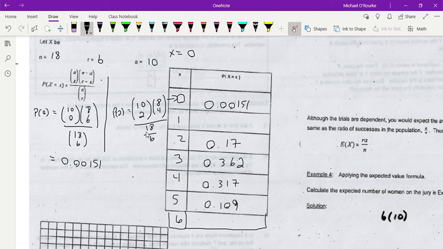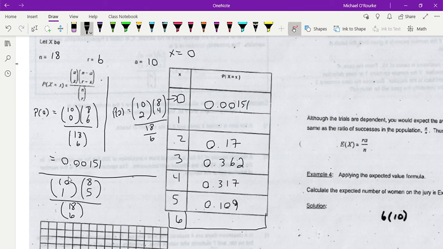What did you get for 1? 0.0302. Yeah, that's not what I got. So what does your formula look like? Is your formula this? 10 choose 1, 8 choose 5, 18 choose 6. Yeah, that's what I got.